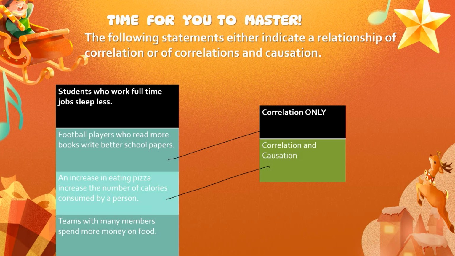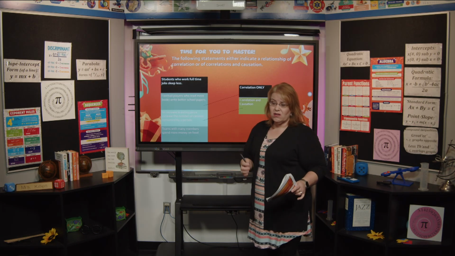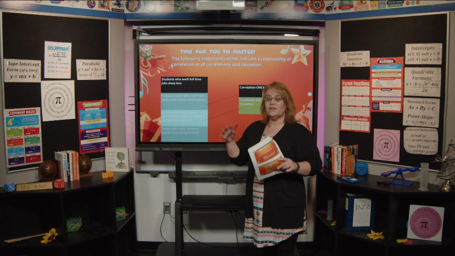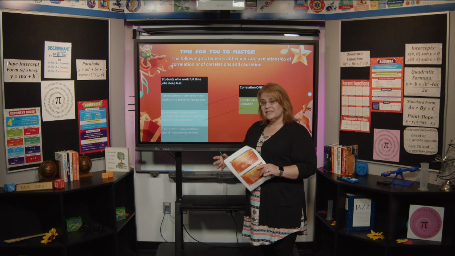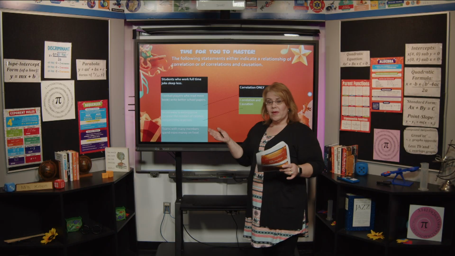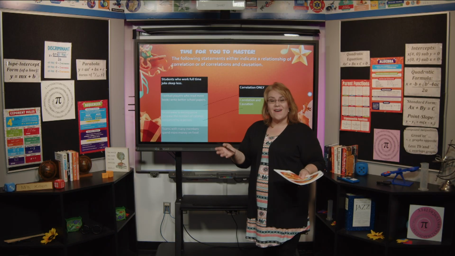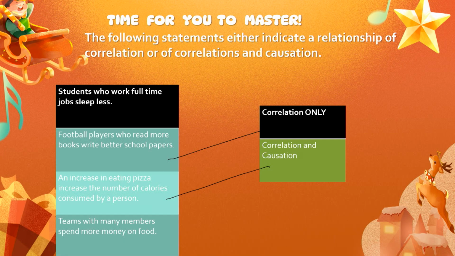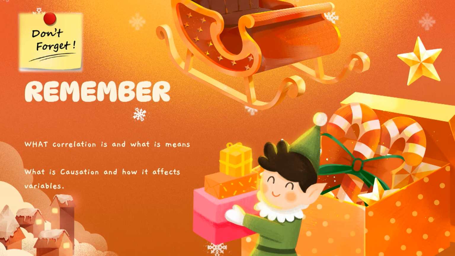Teams with many members spend more money on food. Well, if you're having a pizza party for a small team, you're not going to spend as much money as if you spend for that same amount of food for a larger group. So the larger the number of people, the more money you have to spend on food. So obviously, you've got some type of correlation, and that correlation is causing that different amount that you're spending for the food. So it does have a correlation and a causation.